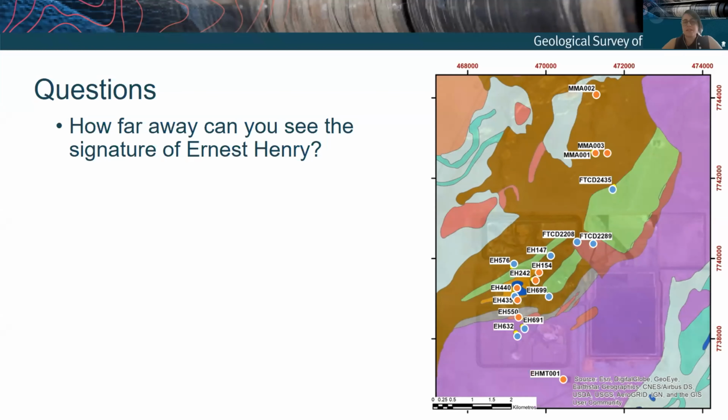And the first one was, how far away can you see the signature of Ernest Henry? And this came out of some of the work, as you'll hear a bit later from CODES, from porphyry systems, where you can start to see with more detailed trace element geochemistry the signatures of up to 10 kilometres, but the work hasn't been done on IOCG deposits. So as you can see, this area here is predominantly 4 by 6 kilometres. So I figured looking at this spread of data, it should be a good start.